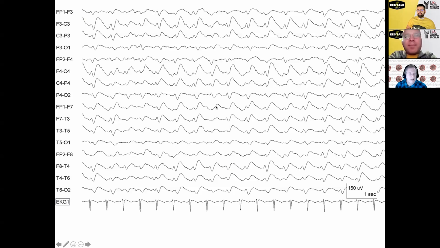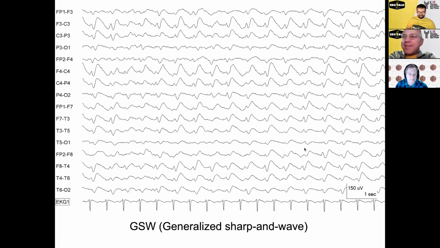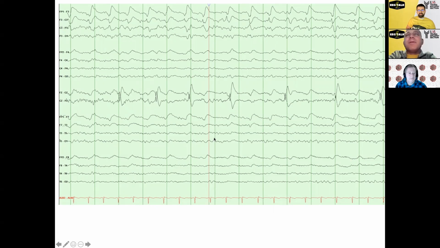Okay. Cool. So this would be GSW. It's not gunshot wound, it's generalized sharpened wave. It does not mean they had a gunshot wound. They could have, it is possible. They're not time locked. Yeah. Is this correct? So we got this.